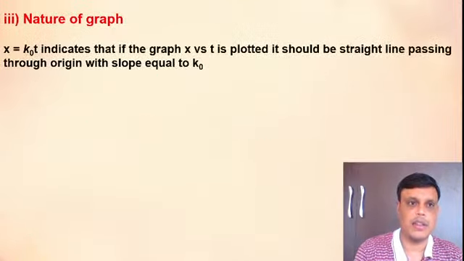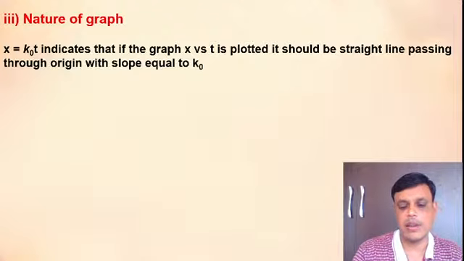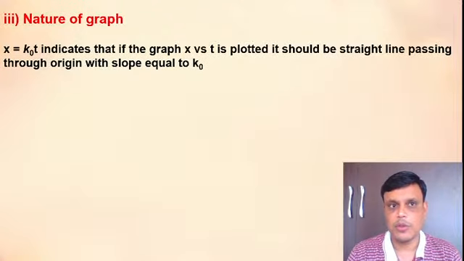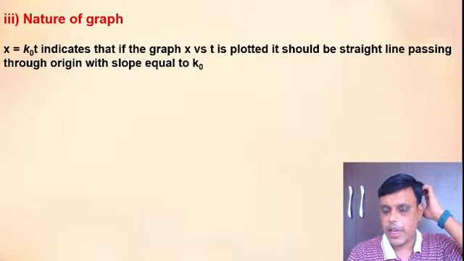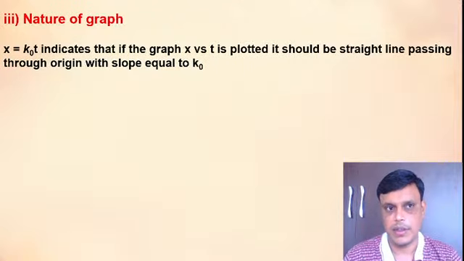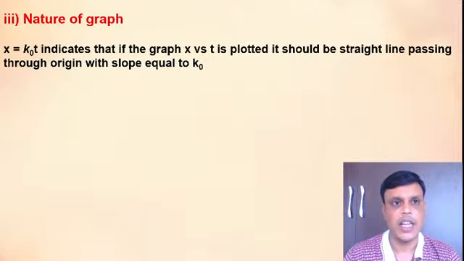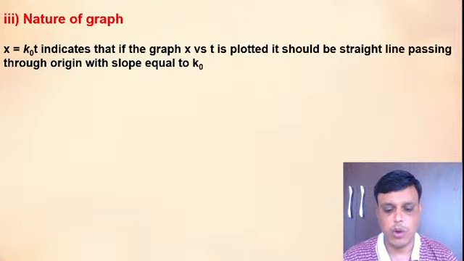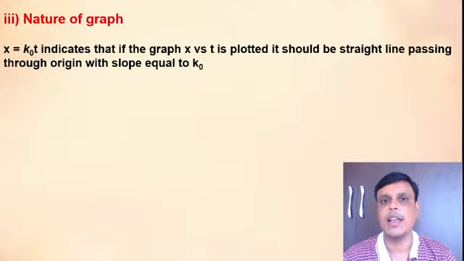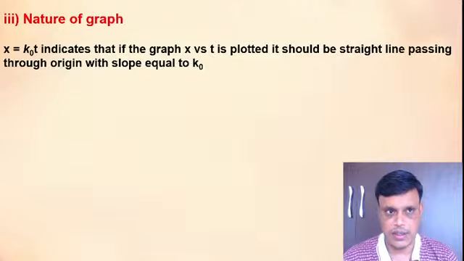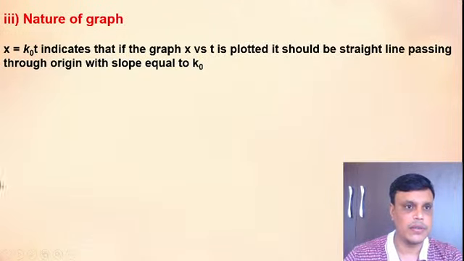Then we will see the third, which is the nature of graph. Nature of graph is also very important. By the nature of graph we can find out the slope, and from the slope you can find out k0, that is the rate constant for zero order reactions. So this is the equation: x = k0 t.